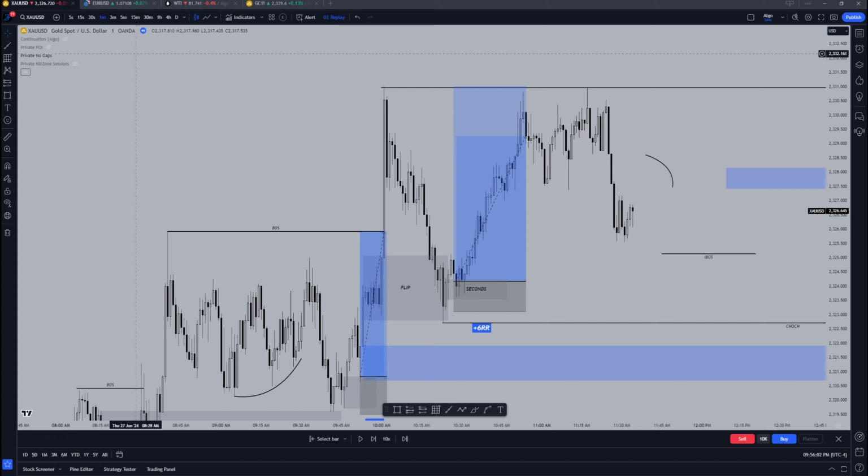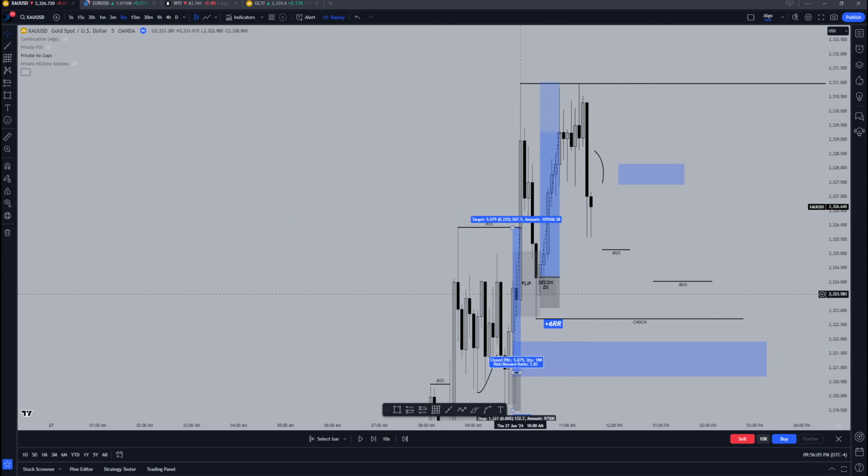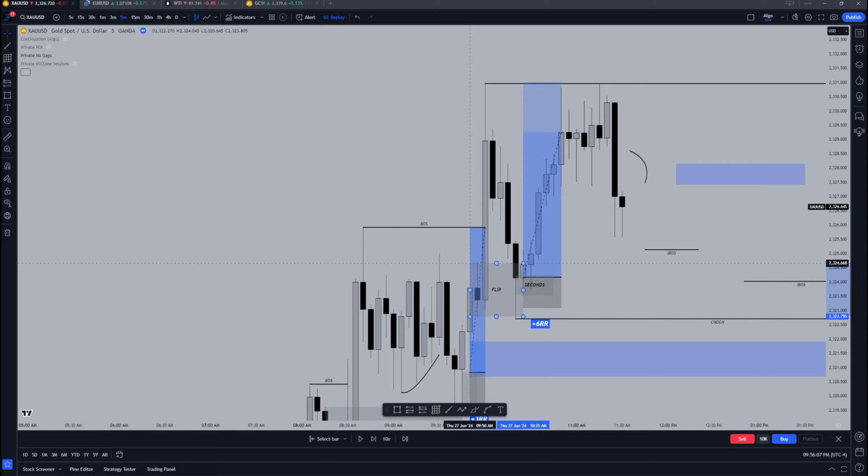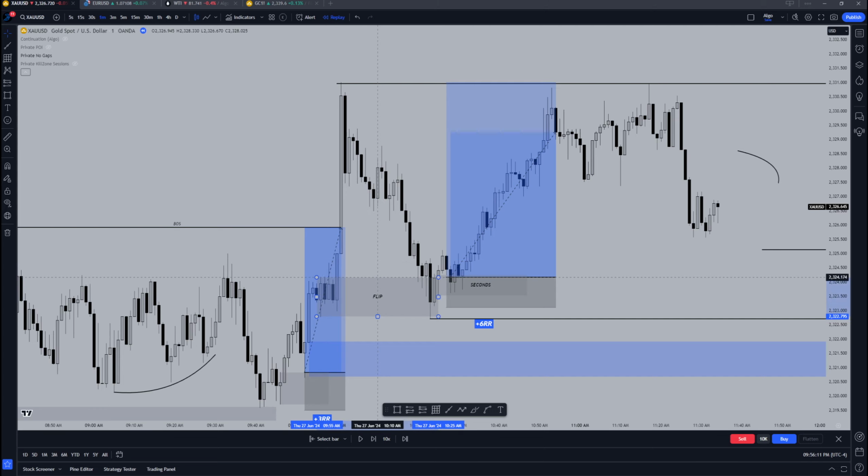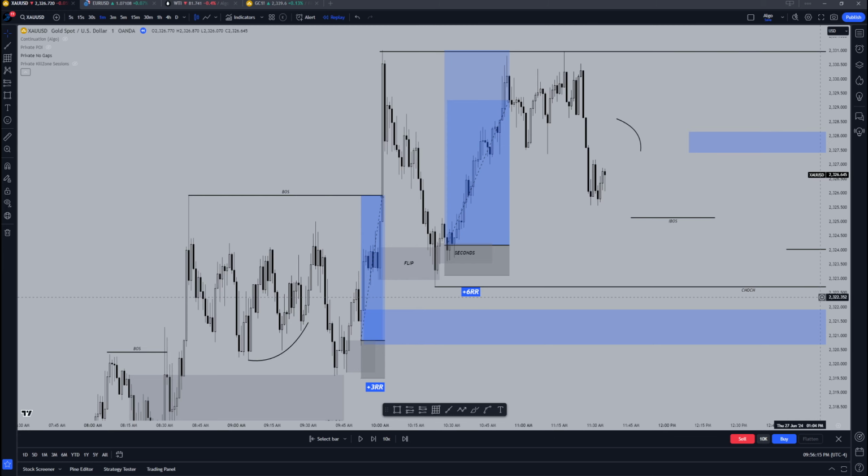There isn't too much here. You could have refined this flip. I think this flip I had on the 5-minute, or I think it was on the 15-minute, or I moved it, I don't know. But you could refine it to a 1-minute right here. That would have been your 1-minute refined flip.